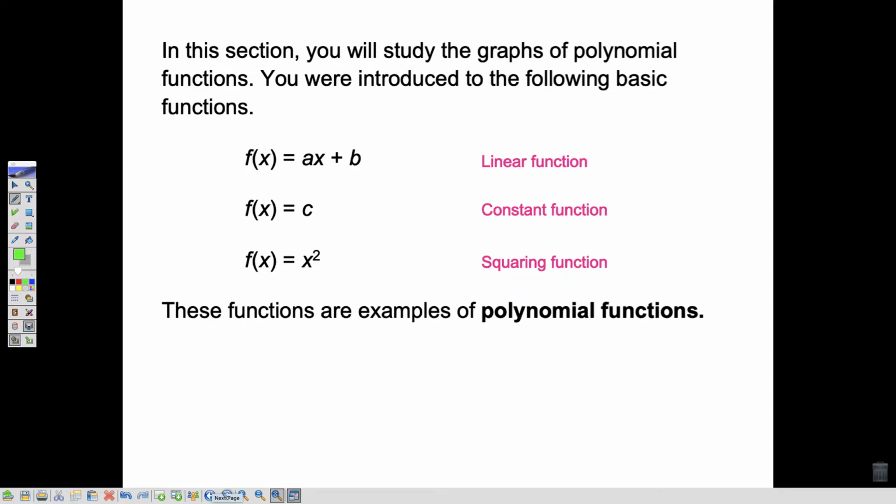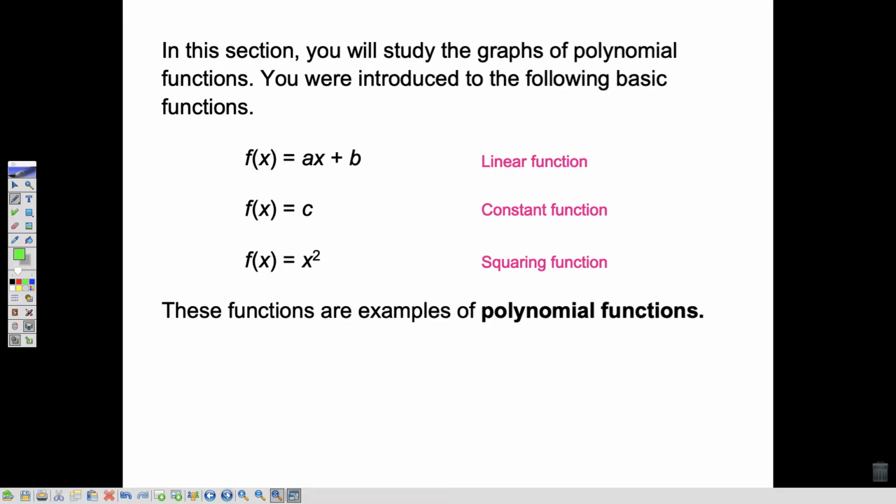So in this section, you will be studying graphs of polynomials. You have already been introduced to linear throughout your math career, yes? Yeah. And constant. And we have done some quadratic, or they call it the squaring function. We have done some of that. We're going to do a lot more with that and writing it into vertex form. These are all polynomial functions.